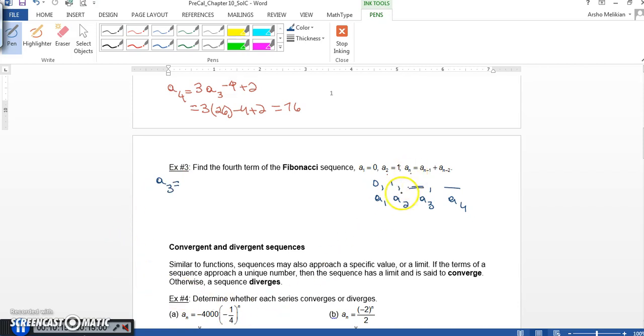To find A3, n is equal to 3. So it's A of n minus 1, which is 3 minus 1, plus A of n minus 2, which is 3 minus 2. So A3 is A2 plus A1. Too many A's. What does all this garbage mean? It just means to find the third term, you add the second and the first terms. What are the second and the first terms? 1 and 0. So A3 is 1.